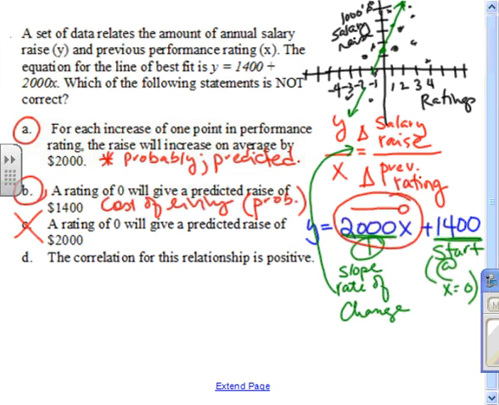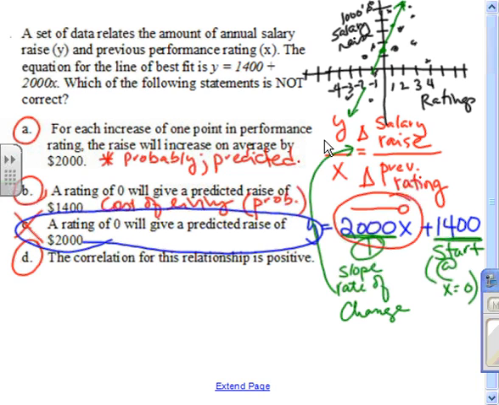The correlation for this relationship is positive. Well, yeah, it's headed uphill from left to right in the direction that you read. It is positive. Remember, what you're looking for in this one is the one that is the least true, because they're looking for the one that is not true. That answer is C. So you're just interpreting the slope in terms of the context.